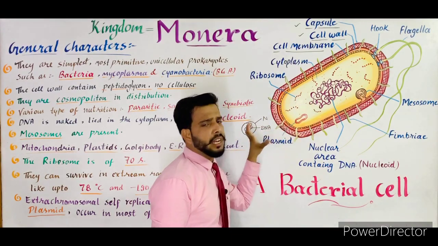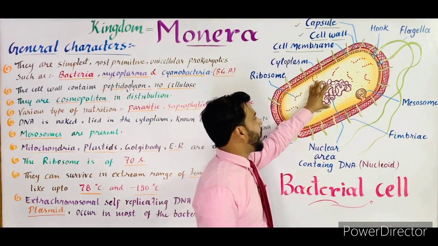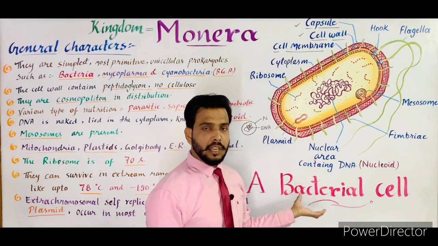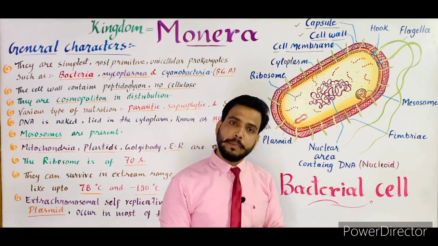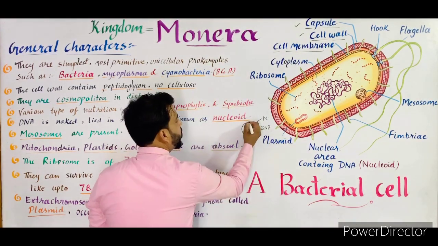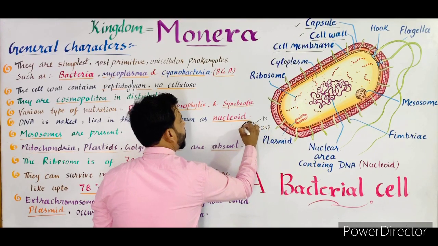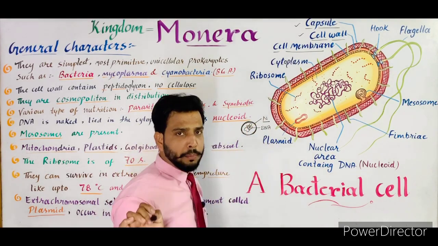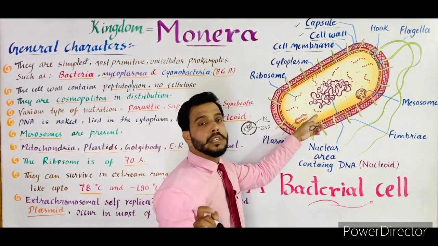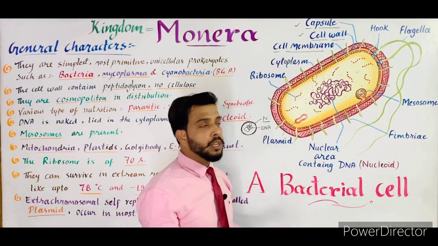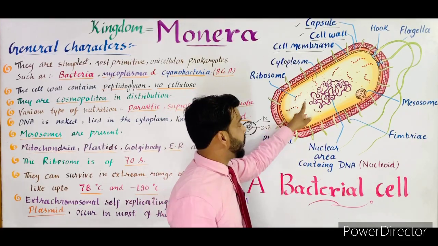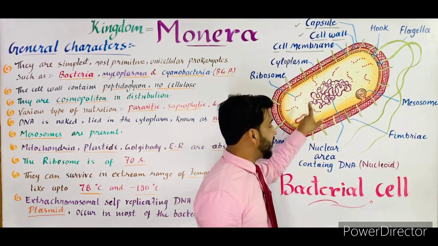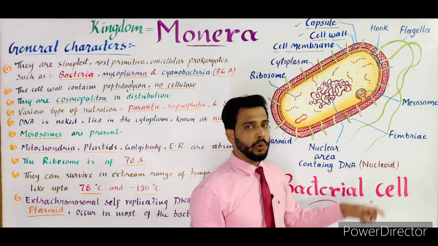Now in the cytoplasm, there are various structures. The central part of the cytoplasm consists of a nuclear area that contains DNA. As I told you before, the true nucleus is absent. Suppose this is a eukaryotic cell and this is its nucleus. In a eukaryotic cell, the nucleus is surrounded by a membrane called the nuclear membrane. But in a prokaryotic cell, the nucleus is not surrounded by any membrane. So it is the false nucleus, termed the nucleoid. It is the nuclear area containing DNA, also known as false nucleus or nucleoid.